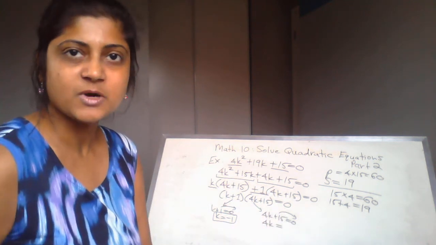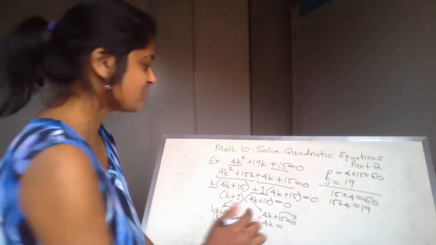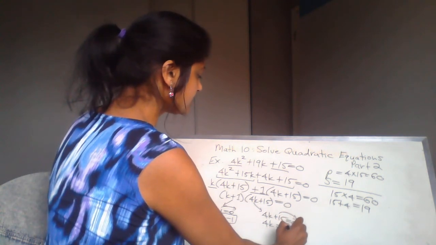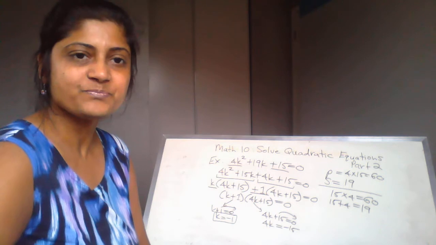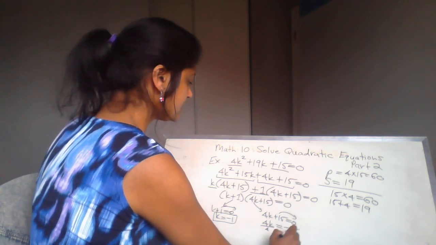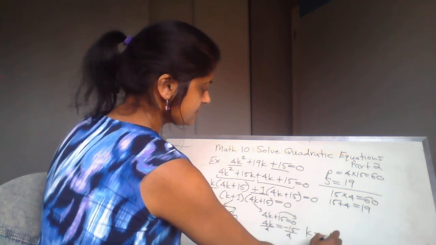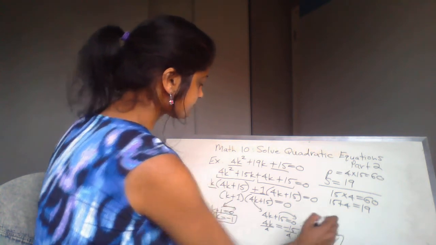Okay, the 15 is positive on the left side. When you take it to the right side, make sure you change the signs. So 15 is going to be negative. Okay, and then divide by 4 on both sides here. Okay, and so k, I'm going to write it here. k is equal to negative 15 over 4.